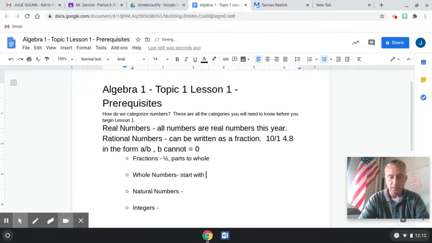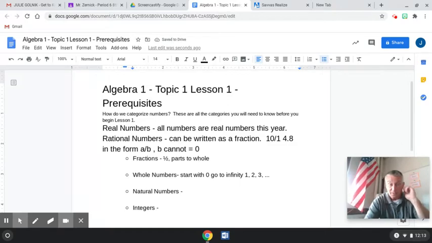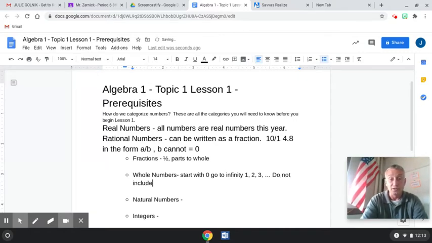Whole numbers start with 0 and go to infinity. And the reason I'm saying infinity is because of this. All whole numbers are 0, and then we could say 1, 2, 3, and then I'm going to put 3 dots, which means it goes on forever. But 0 is included in that. Those are all the whole numbers. Whole numbers do not include fractions.